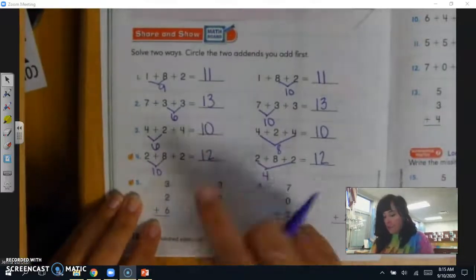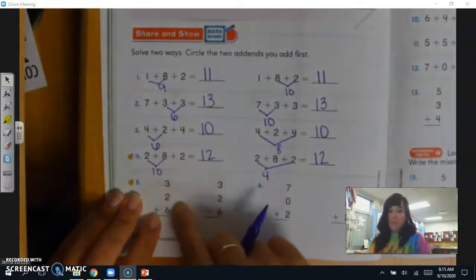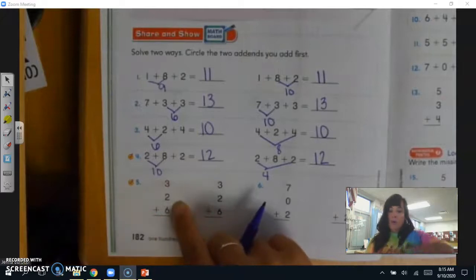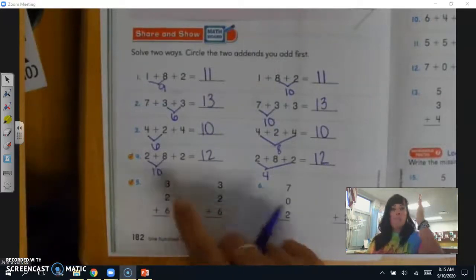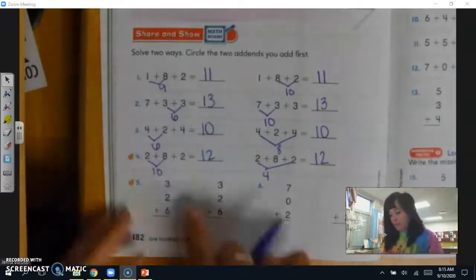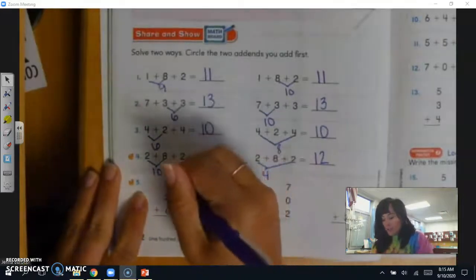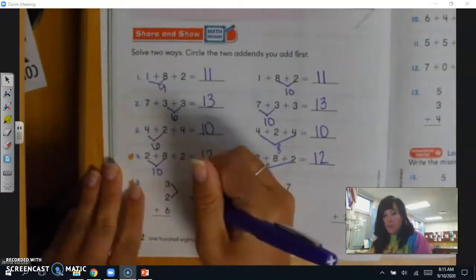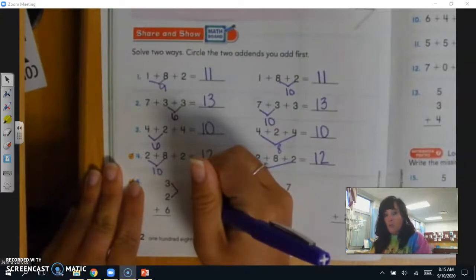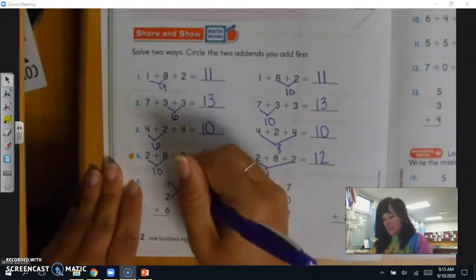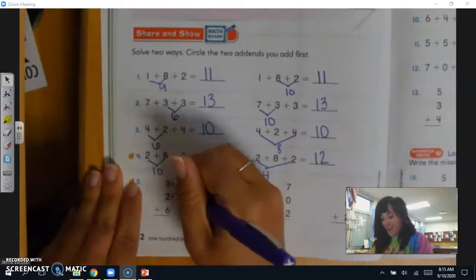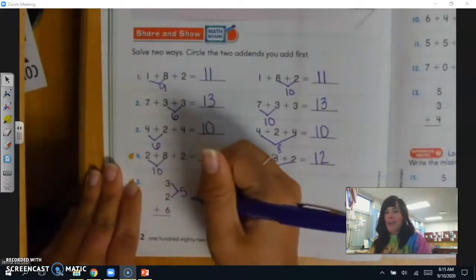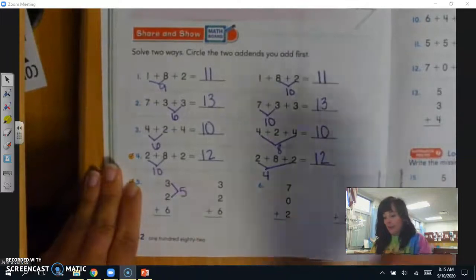Okay, now it's the same thing. They just wrote it a different way, okay? Instead of it going horizontally, it's going vertically. It's the same thing. So we can do 3 plus 2. 3 plus 2, what's 3 plus 2? 6. No, 5. Hopefully you heard me say 6 and we're like, no, Miss Broker, that's not right.